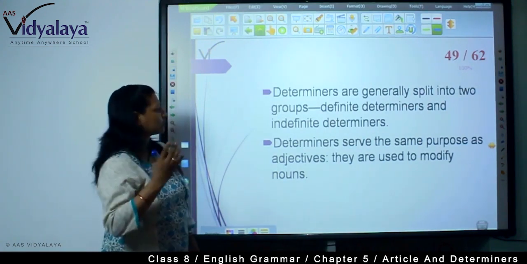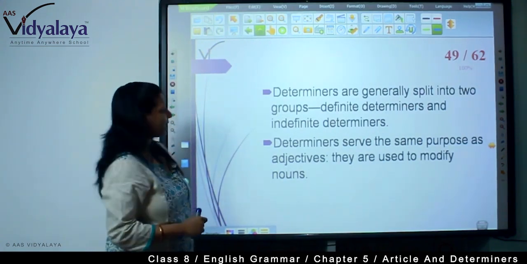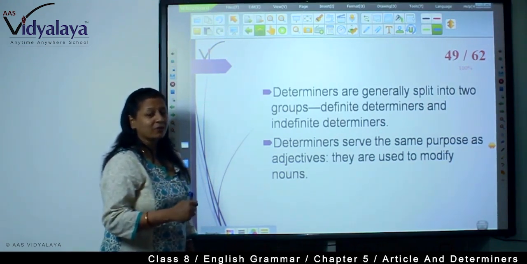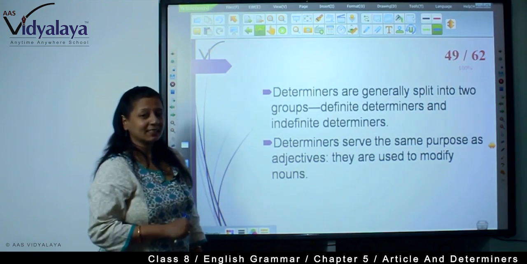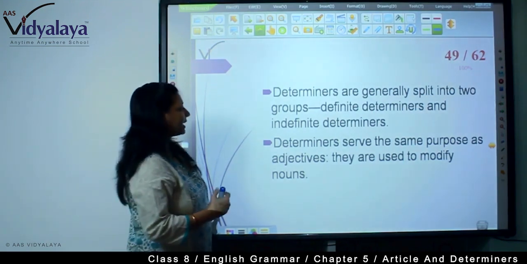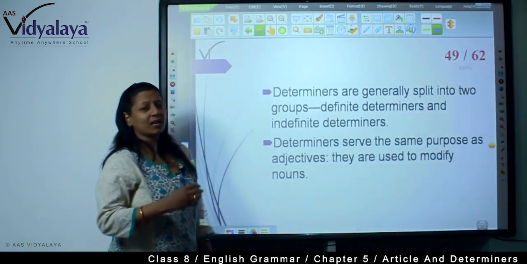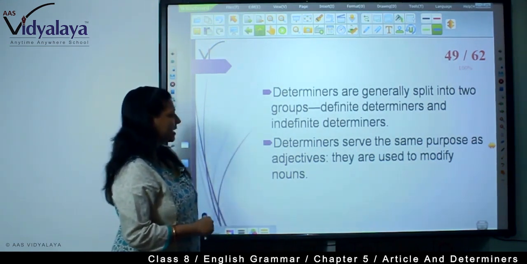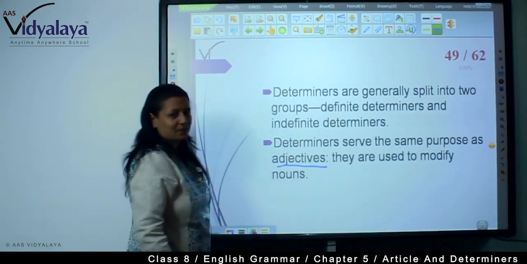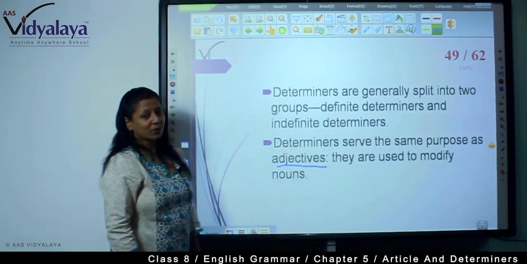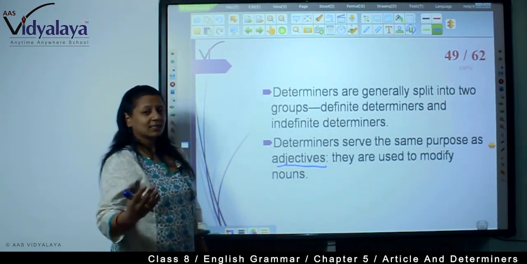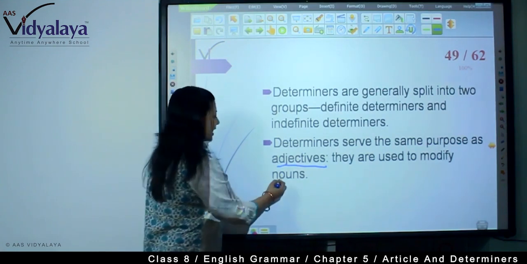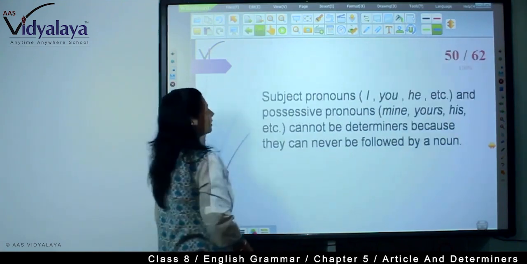Determiners are generally split into two groups, definite determiners and indefinite determiners. In the definite determiners, what do we have? We have the. And in indefinite determiners we have a and an. Now determiners serve the same purpose as adjectives. The way we use adjectives, they serve the same purpose. They are used to modify nouns.